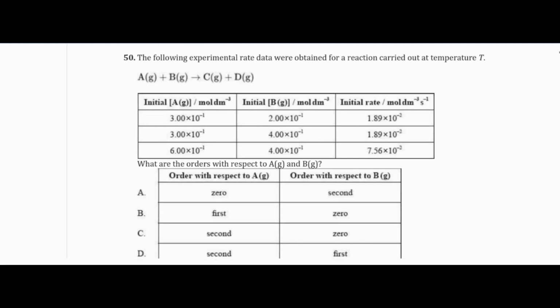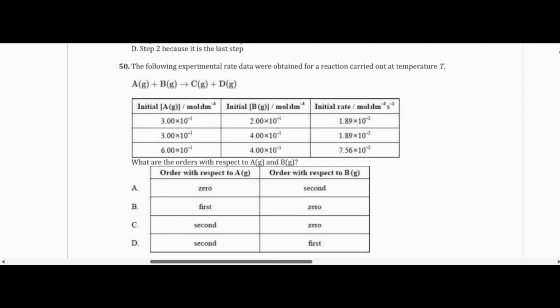50. The following experimental rate data were obtained for a reaction carried out at temperature T. What are the orders? When we double this, this stays the same. This more than doubles, which means it'll be second order with respect to A. Then with respect to B, when this doubles, this stays the same, this stays the same. So it must be 0th order, which means it's C.